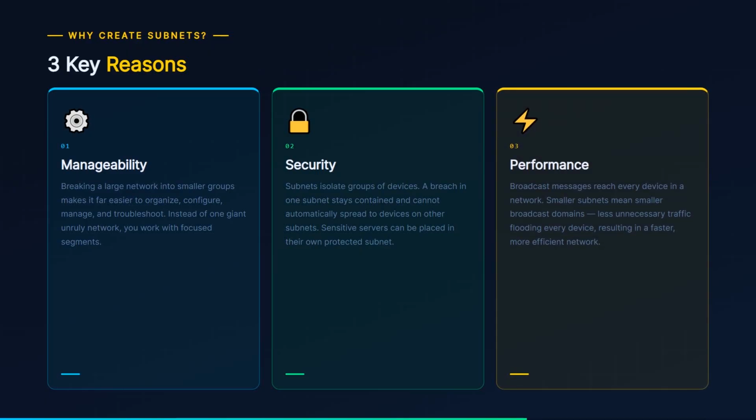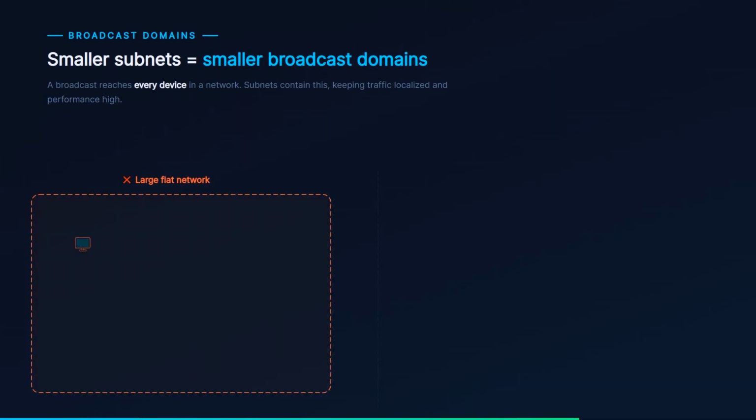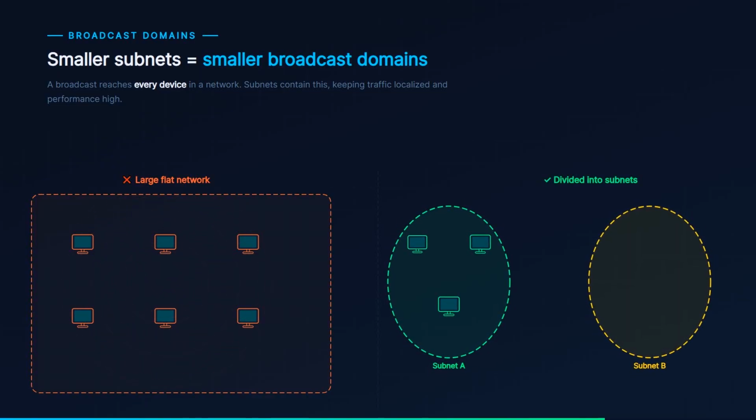Third, improved performance. On a network, broadcast messages are sent to every device. Smaller subnets mean smaller broadcast domains, which reduces unnecessary traffic and improves overall speed. To visualize the performance benefit, in a large flat network, a single broadcast message reaches every device. But with subnets, that broadcast is contained within each smaller group, so devices on other subnets are not affected. This is called reducing the broadcast domain.